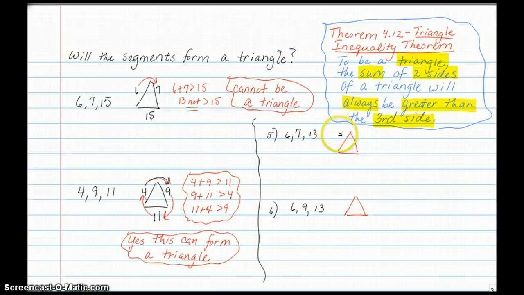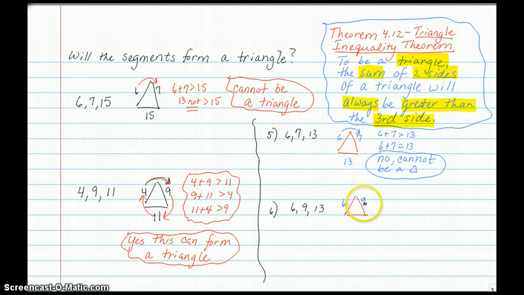Okay, you have 6, 7, and 13. I'm just going to label it 6, 7, 13. And so I'm going to start with going around. 6 plus 7 has to be greater than 13. Well, it's not, because 6 plus 7 is actually equal to 13. So no, it cannot be a triangle. Okay, let's go to the next one. As soon as it's not right, then it can't be a triangle.